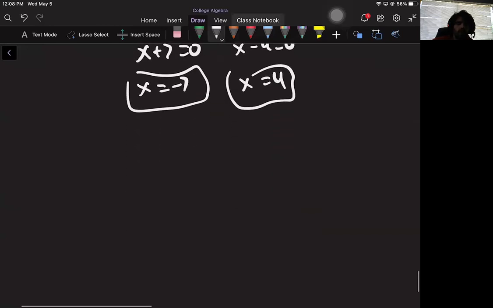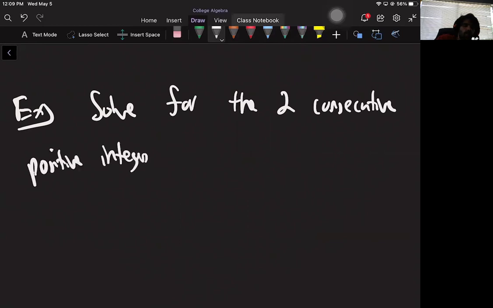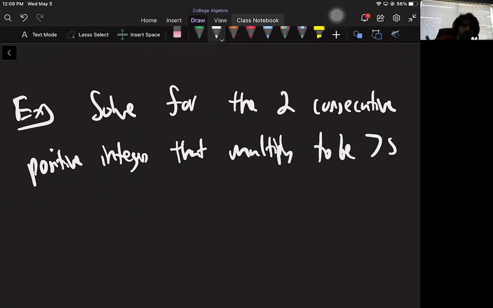Okay, so I just want to do a mild word problem. But it's really the same kind of stuff. So something like this. Solve for the two consecutive positive integers that multiply to be 756.